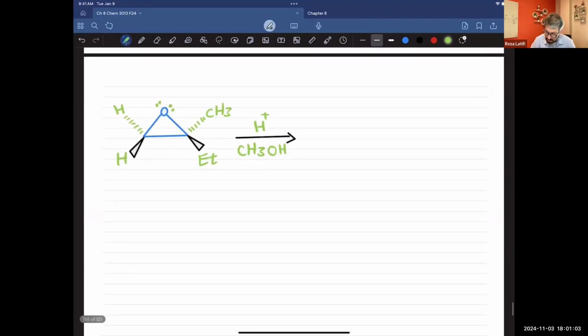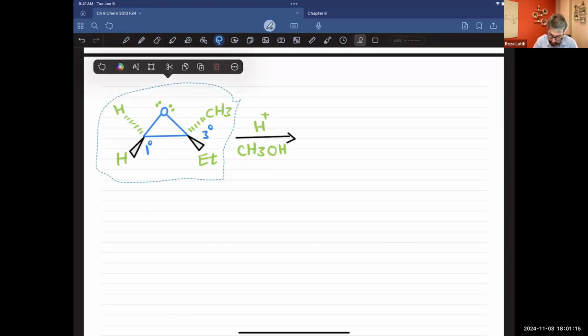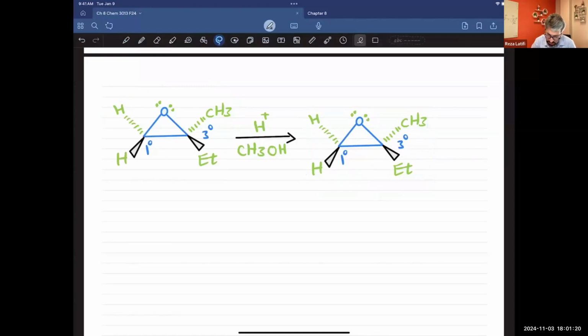Okay, now I have a primary carbon and a tertiary carbon, and again I want to run the reaction under acidic condition. So under the acidic condition, we will get this. First step, we will add H, so we will take one of those lone pairs and replace it by H. So here you go, we got an H there. Now there is a positive charge on oxygen, so oxygen is not going to be stable. Next step, we will add the nucleophile, and our nucleophile is going to be this one.